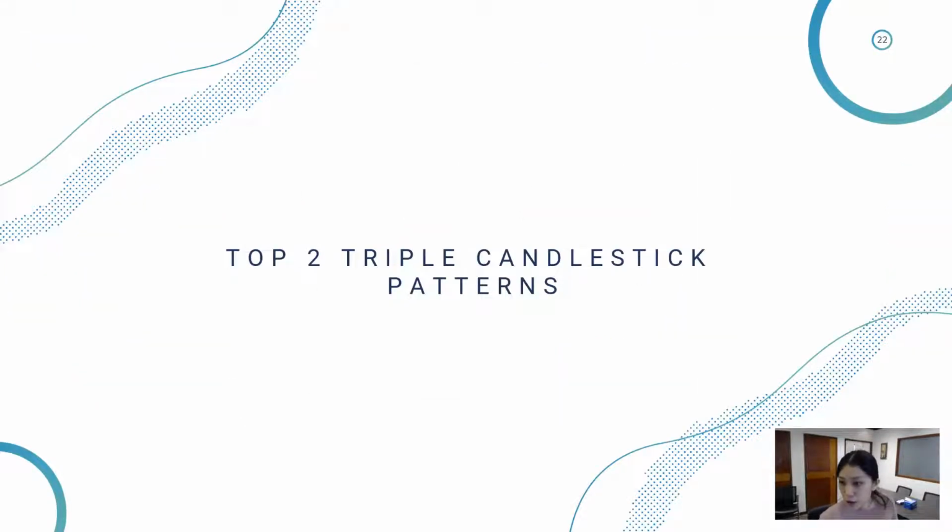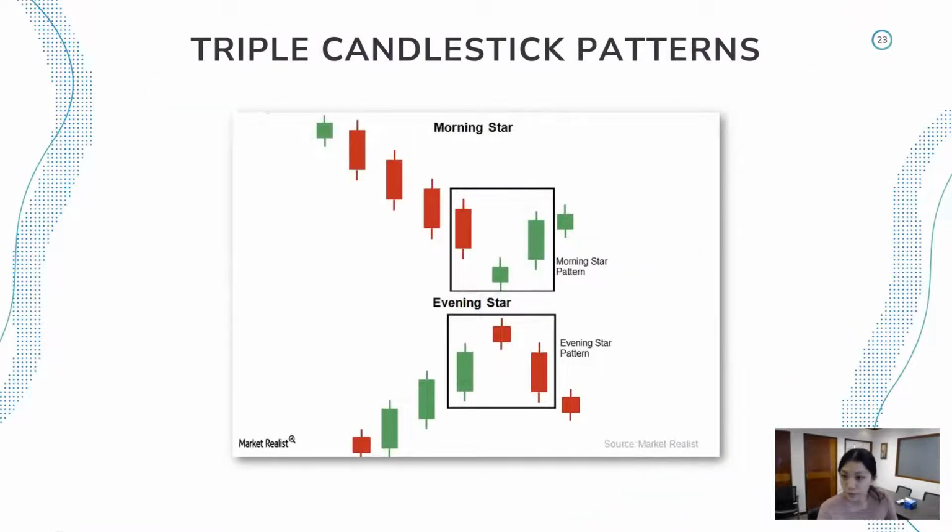Next will be the triple candlestick patterns that we are going to look at. We have two types: the morning star and the evening star. This picture is just an example. Normally for FX charts, the gap is not that wide. They are always very close and nearer together.